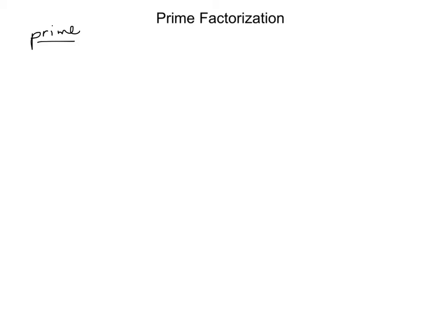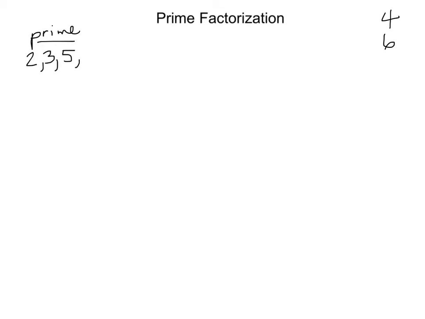Now we know 1 is kind of a goofy number. It's not prime and it's not composite, so we're going to skip that for now. 2 is prime. The only factors are 1 and 2. 3 is also prime. The only factors of 3 are 1 and 3. 4 is not prime. 4's factors are 1 and itself, 4, but also 2. 5 is prime. 6 is not prime. It also has the factors 2 and 3.